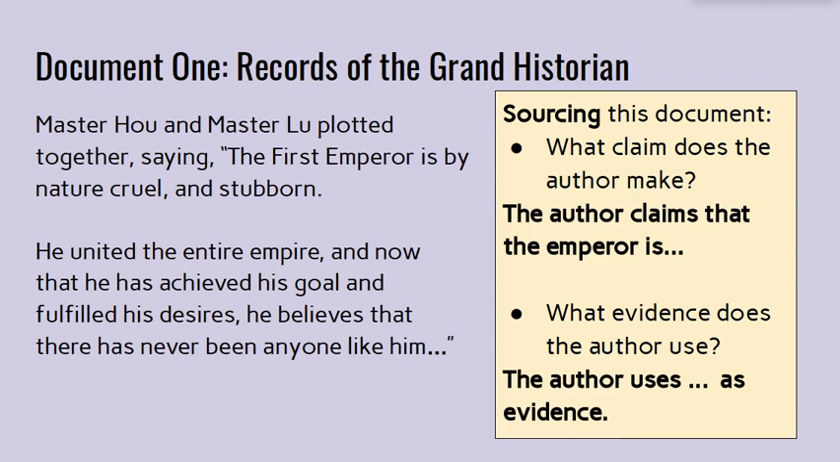Sourcing this document. What claim does the author make? What evidence does the author use? Make sure to use wait time after asking each question. Note that the text has been simplified without losing meaning, and the questions posed have sentence frames to help students respond. For example, the author claims that the emperor is, or the author uses blank as evidence.